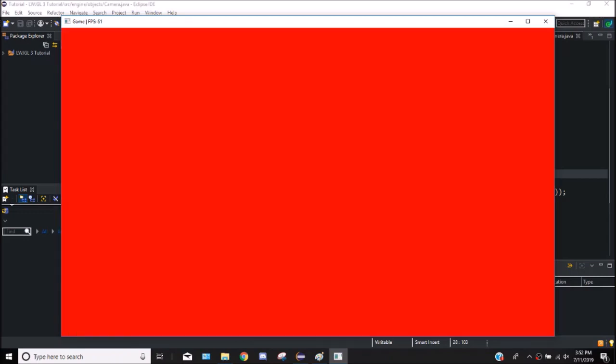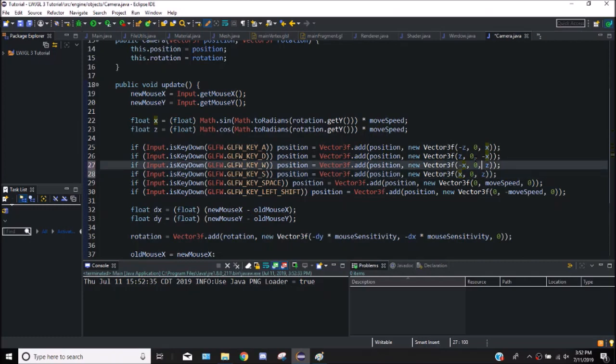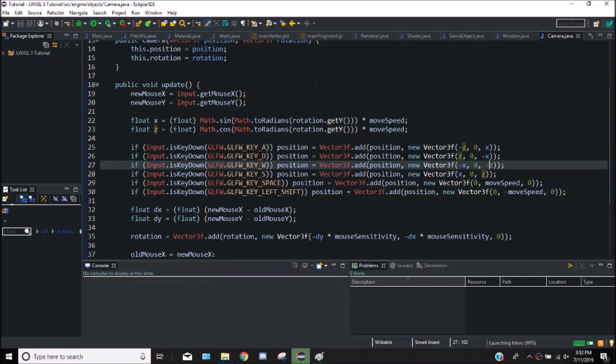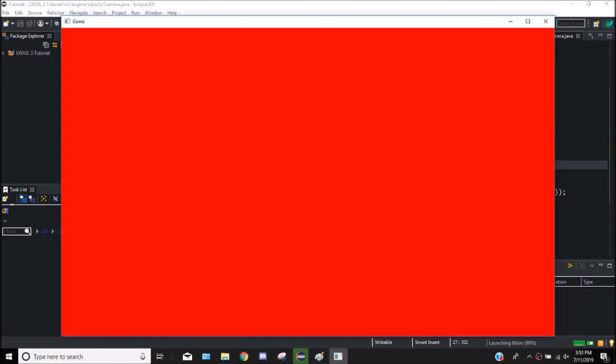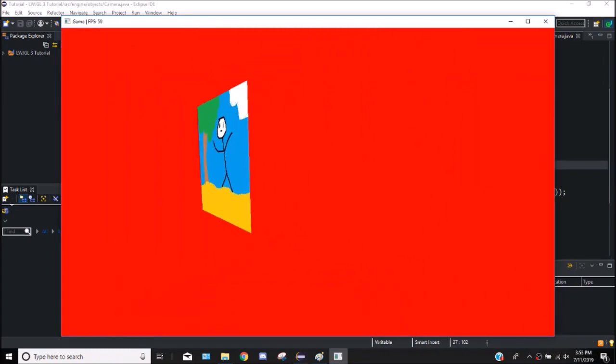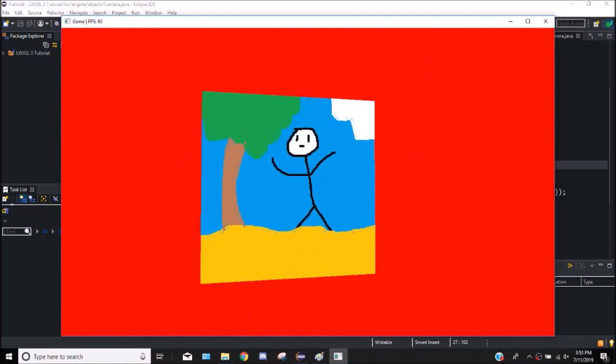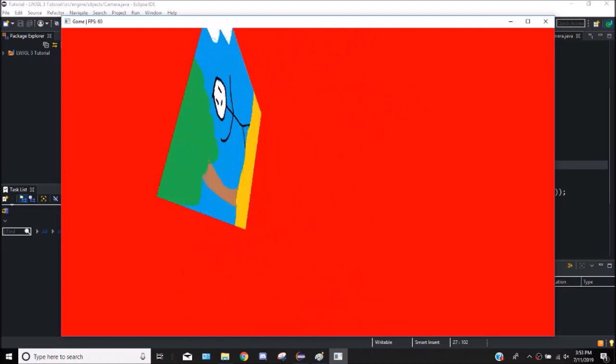No, that's wrong. W and S are actually in the wrong one, so I'm going to fix that. W is actually the negative one and S is the positive one. Sorry for that error, but it shouldn't really affect much. I just fixed it, and now you can actually move around accordingly. So now we can go around our flat 2D plane in 3D space, which looks pretty cool.